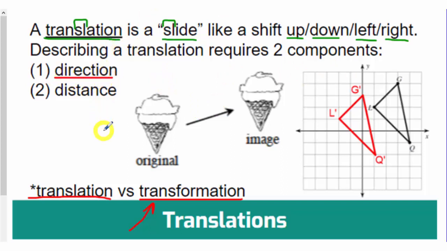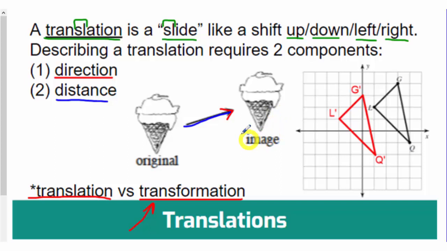One of them is you need to know a direction to move the shape. All right, so that would be like the up, down, left, or right. And then once you know the direction, you need a distance. So in other words, how far are you going in that direction? And so this example here with the ice cream cones again is a translation.